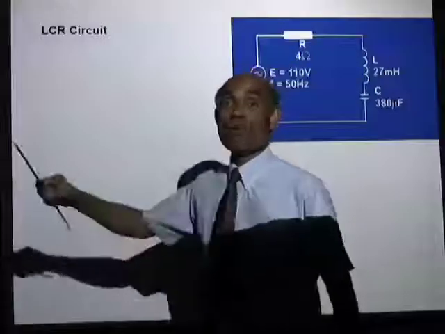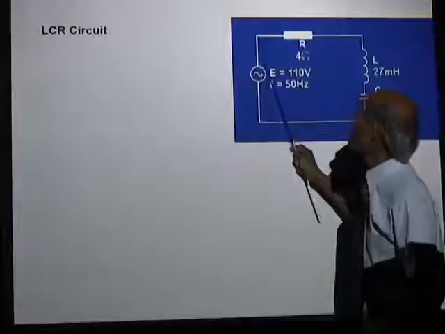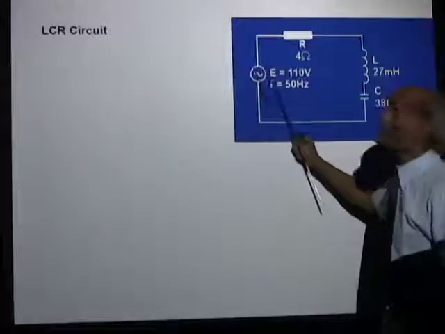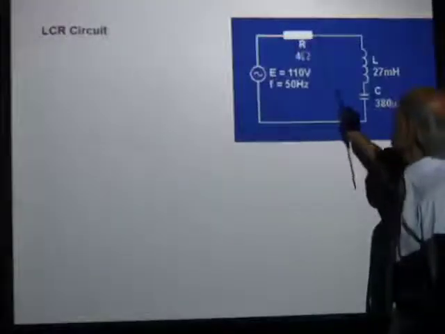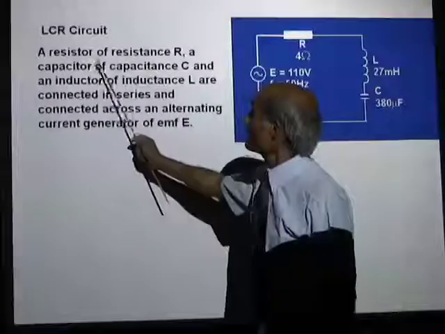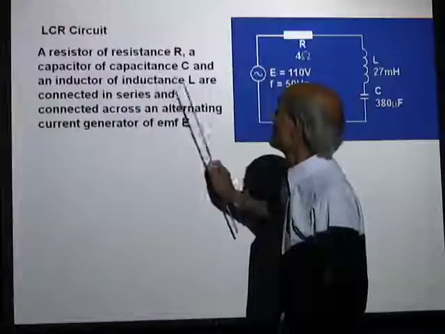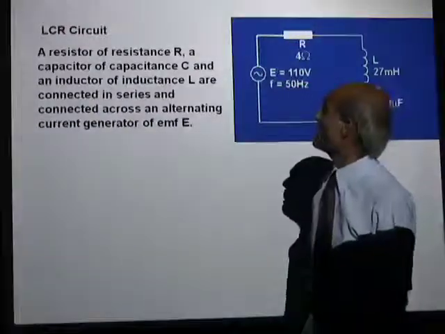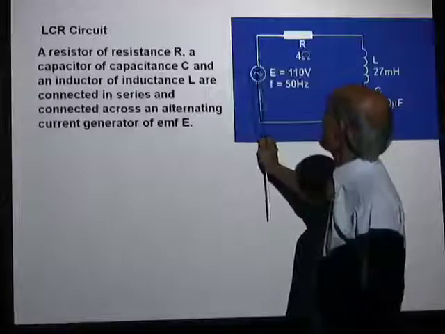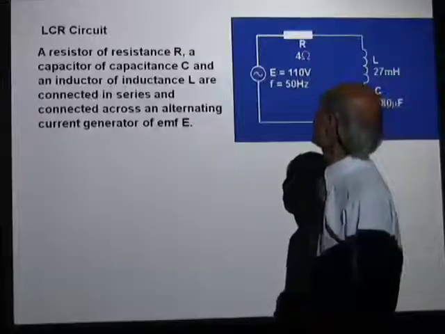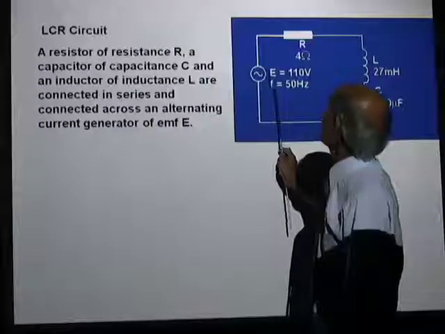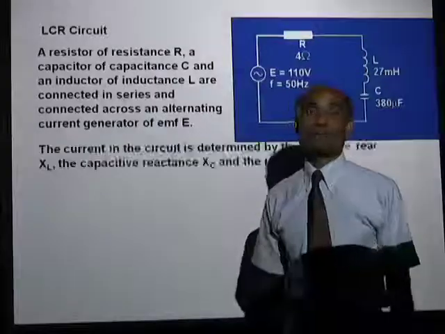Well, what happens when all these three are connected? Here we have an alternating current source connected to a resistor R, an inductor L, and a capacitor C. I have used some values. We can ignore them at this time. So a resistor of resistance R, a capacitor of capacitance C, an inductor of inductance L are in series and connected across a generator of EMF E. Well, of course, that is the RMS value.